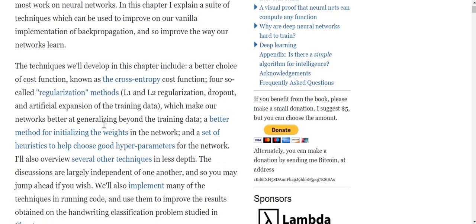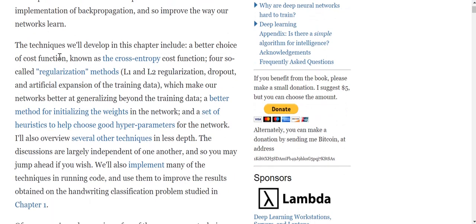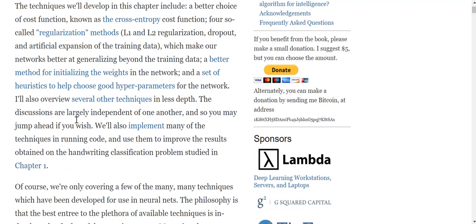These techniques we'll develop in this chapter include a better choice of cost function known as the cross entropy cost function, four so-called regularization methods, L1 and L2 regularization, dropout, and artificial expansion of the training data, which make our networks better at generalizing beyond the training data, a better method for initializing the weights in the network, and a set of heuristics to help choose good hyperparameters for the network. I'll also overview several other techniques in less depth. The discussions are largely independent of one another, so you may jump ahead if you wish.